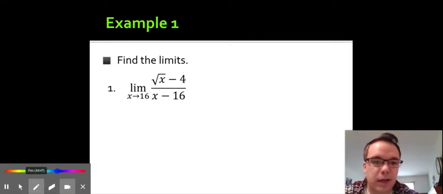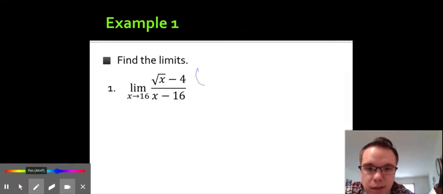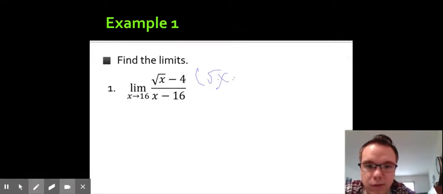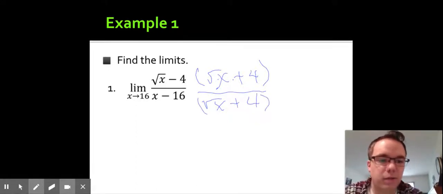So our numerator again has our radical. So the conjugate of the square root of x minus 4 is the square root of x plus 4. So I'm going to multiply by that on top and by that on bottom, because if I multiply by that on top and bottom, I'm only multiplying by the greatest number of all, remember, which is 1.